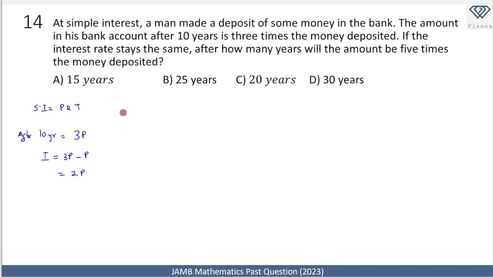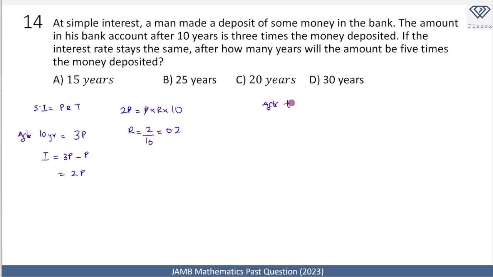We can say that the simple interest, 2P, equals the principal times the rate, which is what we're finding, times the time, which is 10 years. P cancels out this P, and the rate will just be what? 2 divided by 10, which is 0.2 or 20%. Now the question is asking us that if the interest rate, which is R, stays the same, how many years will the amount be 5 times the amount deposited?